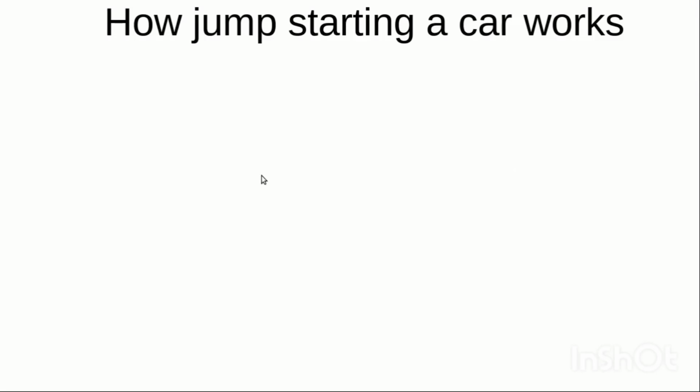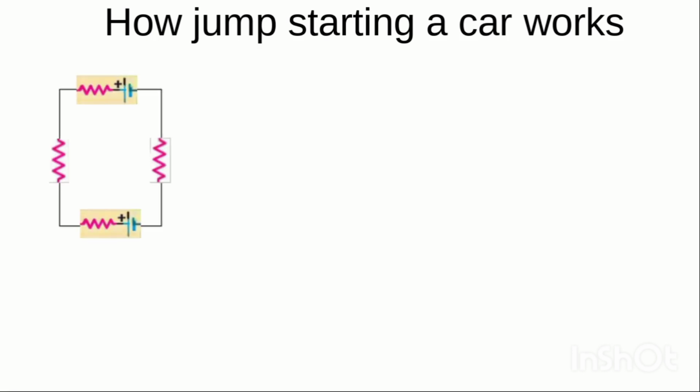In this video, we are going to learn how jump starting a car works. When we say jump starting a car, it means that a car has its battery down and we need another car whose battery will be used to energize the battery that is down. So we have a circuit that describes the connection between the two batteries, and it is given as this.